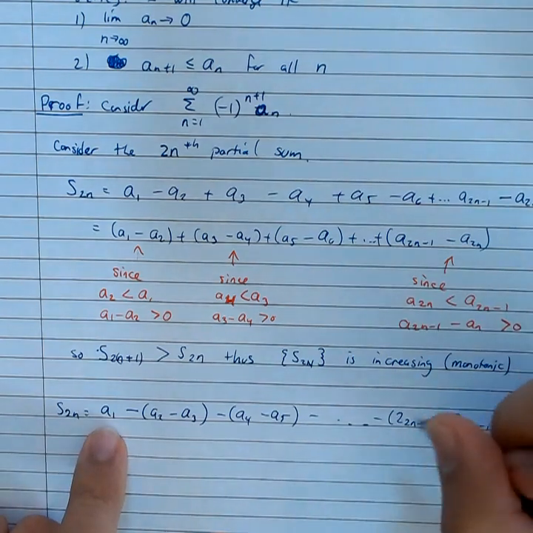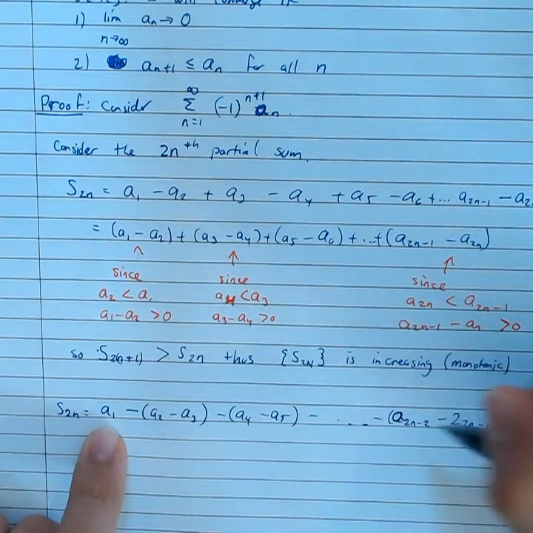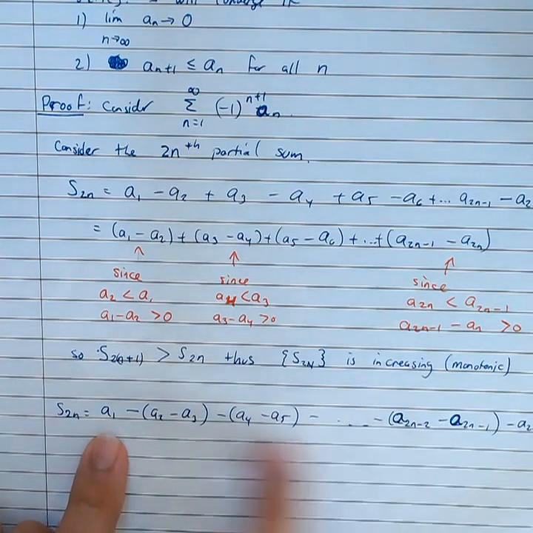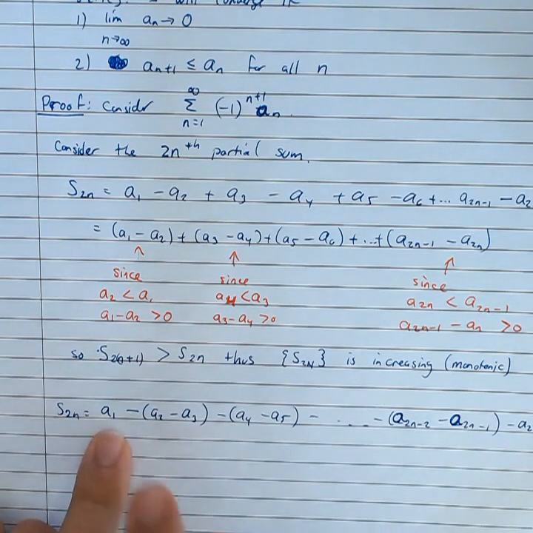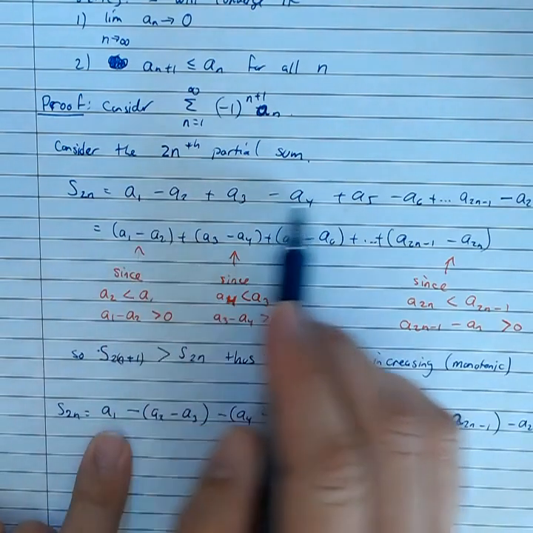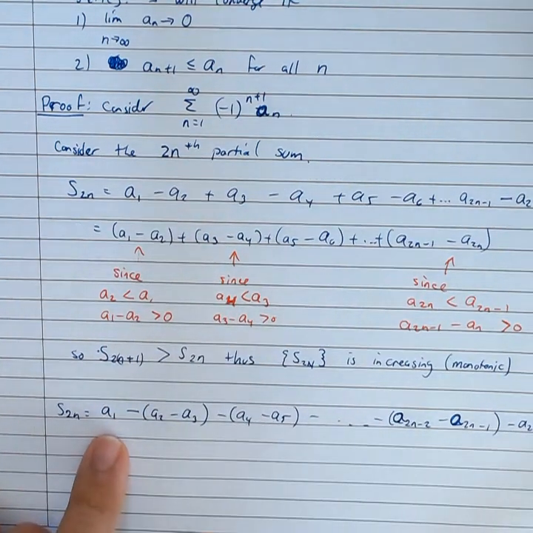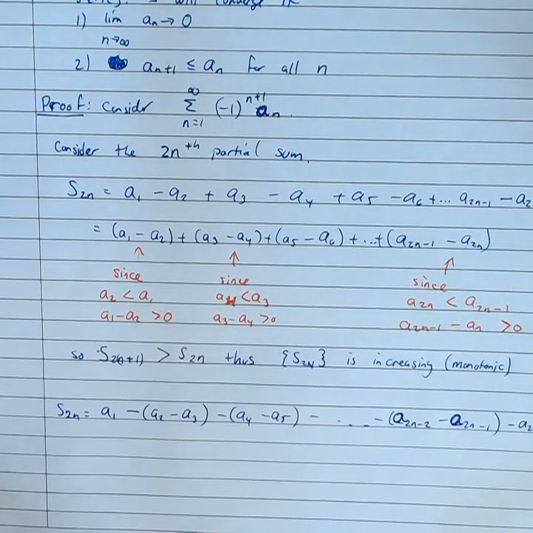Oh, I don't know why I wrote that as a 2. That should be an a, shouldn't it? There we go. Okay. Take a moment and convince yourself that this is the same as our original expression up here. You can distribute these negatives and see that it does work out exactly the same as the original line.